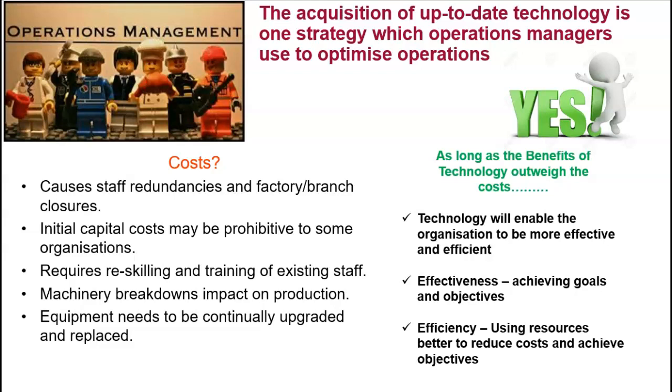So as long as the benefits of technology outweigh the costs, and we looked at benefits on the previous slide, then technology will enable the organisation to be more effective and efficient. So remember, right from the start, we're stressing this all the way through. Effectiveness, we're looking at achieving goals and objectives. Efficiency, using resources better to reduce costs to achieve objectives. So if benefits outweigh costs, then technology strategies are something that businesses should be looking at implementing.